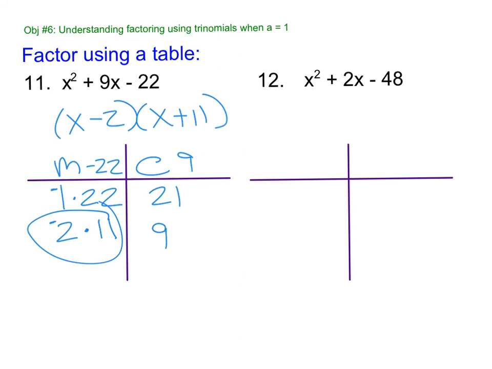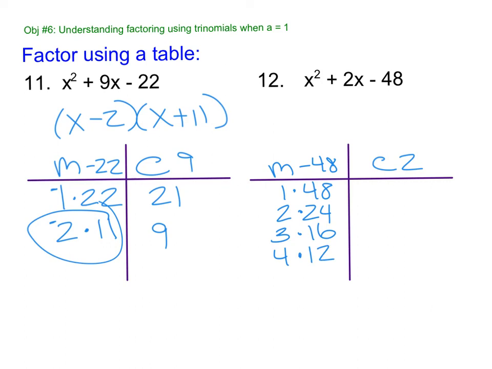All right, number 12, multiplying to negative 48. Combining to 2. 48's got a good amount of factors. 2 times 24. So if you're struggling with this, grab your calculator and just start dividing. 48 divided by 1, 48 divided by 2, 48 divided by 3, 48 divided by 4, 48 divided by 5 is a decimal, 48 divided by 6, 48 divided by 7 is a decimal, and then you're back to 8.